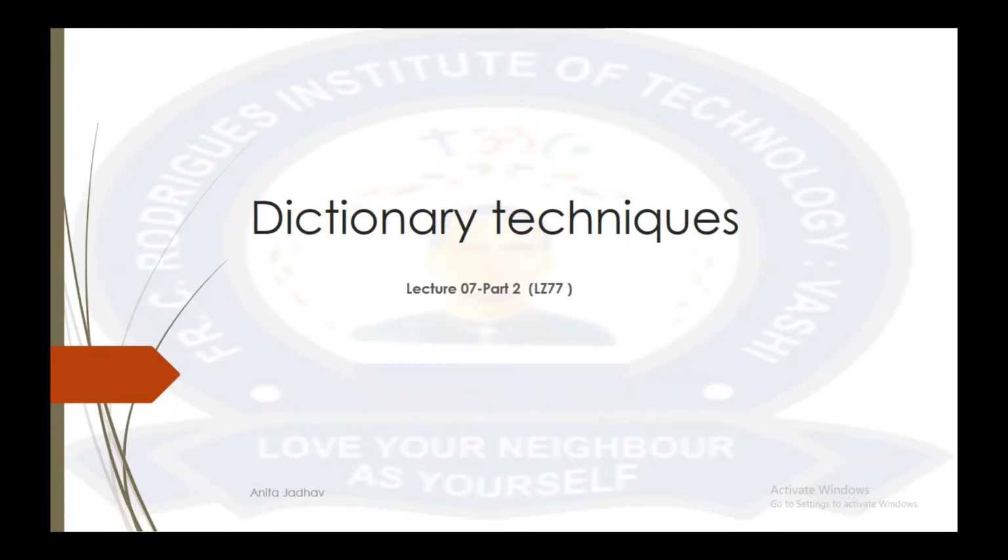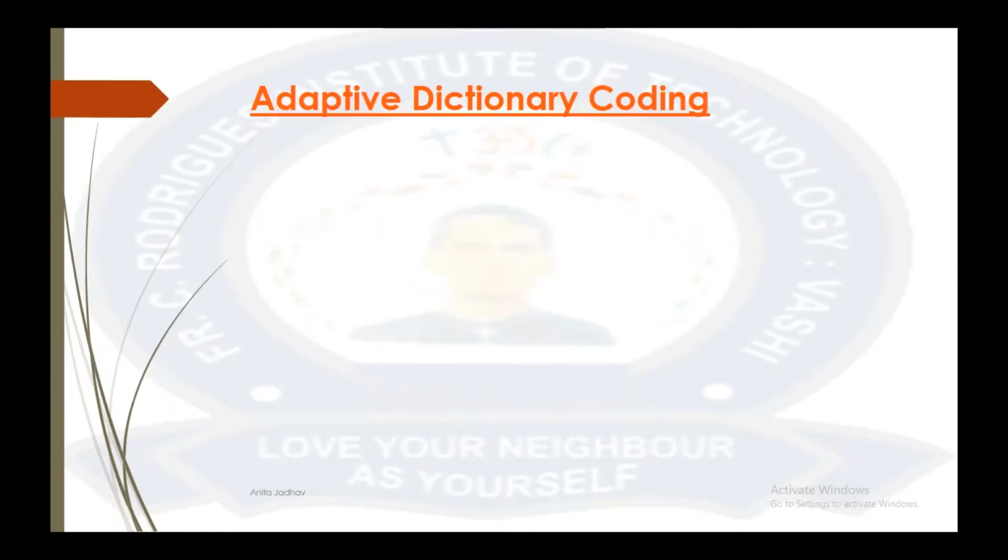Hello students, welcome back to the video on dictionary techniques. We have seen the static dictionary technique, that is, digram coding. We have also seen what the disadvantage is. It occurs if you don't change your dictionary, or if you create a dictionary which will always be fixed. That will only help you when your input is not changing, or you have an idea about your input.